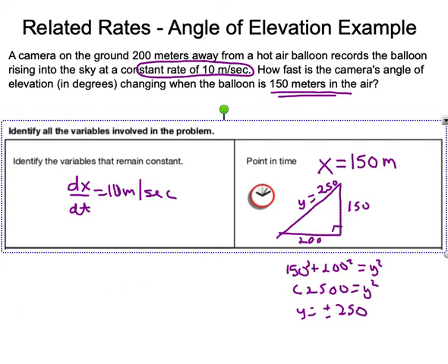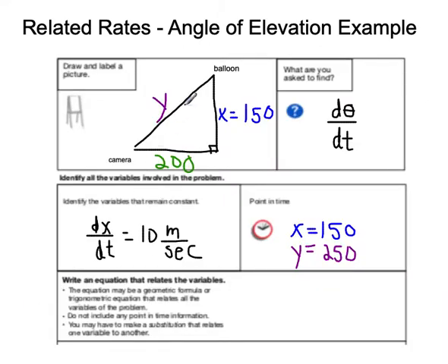Okay, so now we move on to the next part. We've gone through, we've drawn and labeled the picture. We want to know what we're asked to find. We've identified the variables, and we've picked out some important point-in-time information. And the next thing we're going to do is write an equation that involves this formula, this triangle over here.